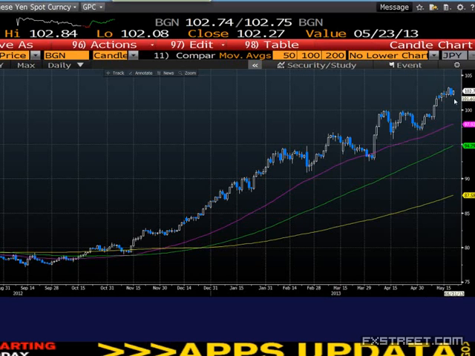Stalling at these highs. 103.30 has been the high. That was the high from Friday. Since then, we've really moved sideways. There's a couple of reasons for this. We've had some mixed messages coming out of Japan. Yesterday the economy minister came out and said that he thought the yen had weakened far enough, and today another minister came out and said the exact opposite.